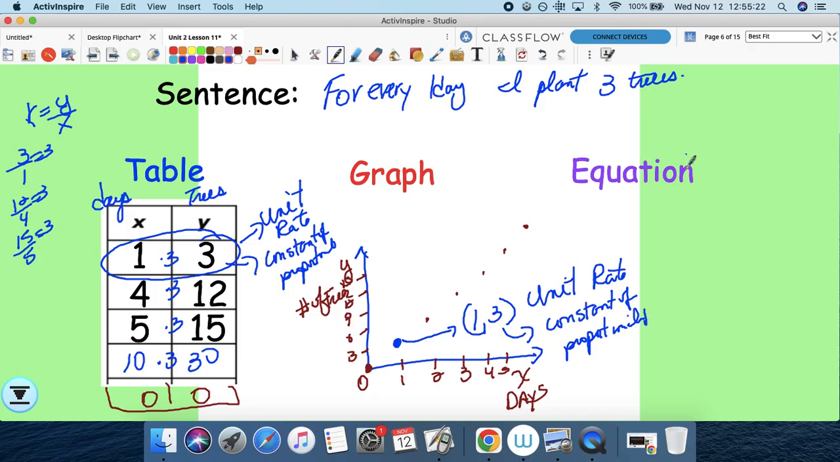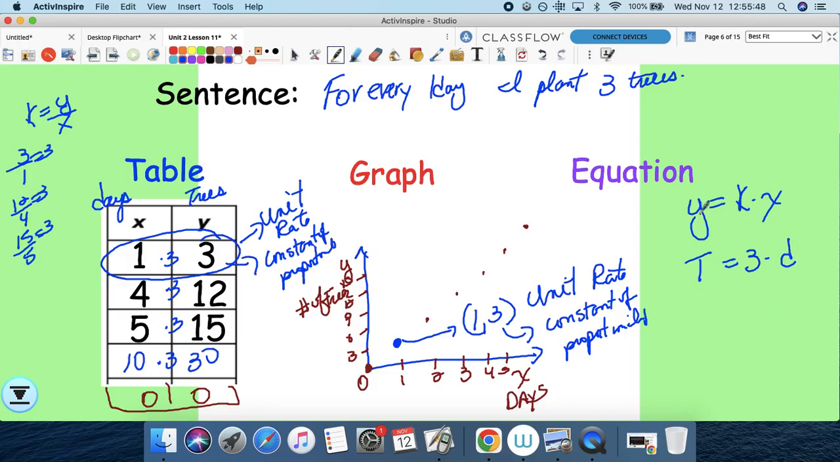What's the equation look like? Well, the equation, remember, comes in this format. Sometimes they're going to ask you to use different letters, and I'll get to that in a second. So instead of y, which represents the trees, I can use the letter t, the number of trees that I plant. K, in this case, is 3, we know that. And x represents a day, so instead of x, I'm going to call it d.